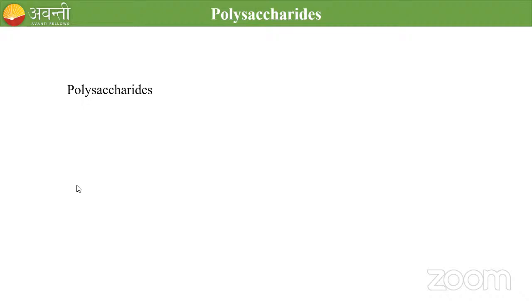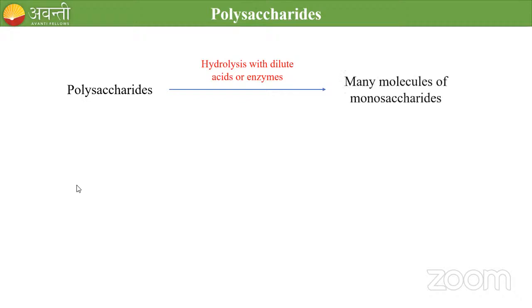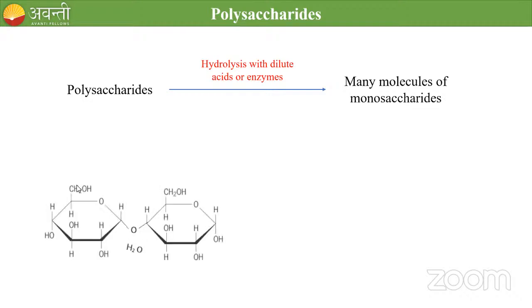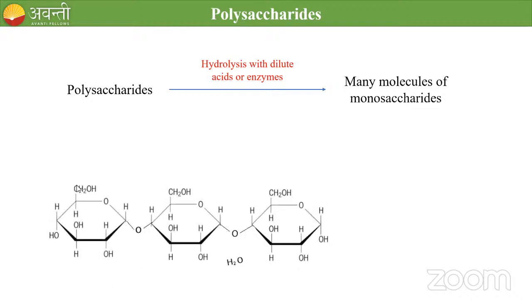Yesterday we studied the definition of polysaccharide. Who are polysaccharides? The compounds which on hydrolysis with dilute acids or enzymes produce a large number of monosaccharide molecules are called polysaccharides. So if you hydrolyze a polysaccharide, you will end up with more than 10 molecules of monosaccharides. Got it? Those are called polysaccharides. So you just see this picture.